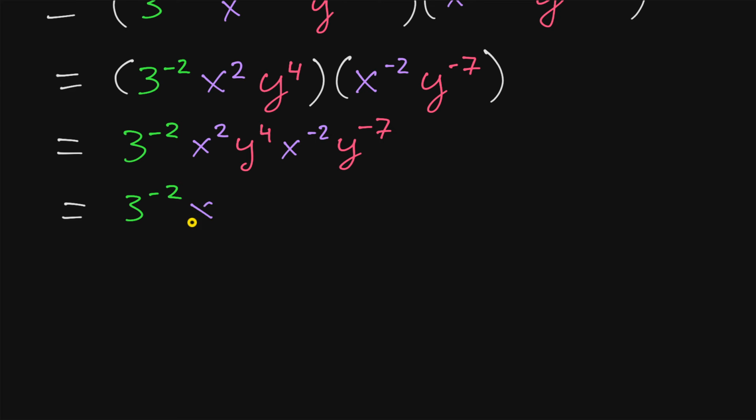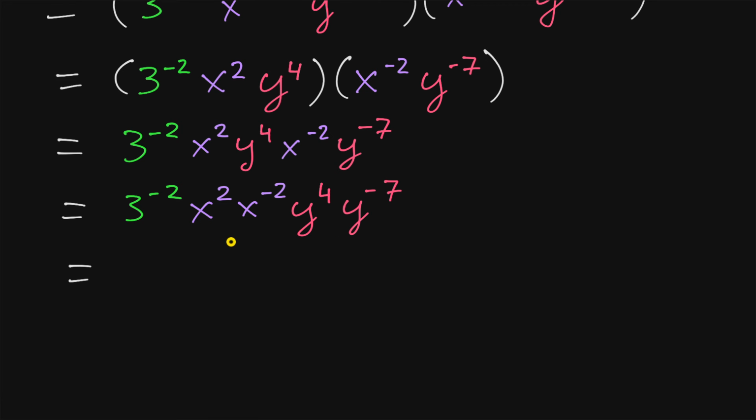So you're going to have x to the power of 2. Then you're going to have this x to the power of negative 2, which you're going to put beside it. And then you put the y terms. So you're going to have y to the power of 4, and then y to the power of negative 7. Right. And so now what does this give us? What does rearranging this give us?